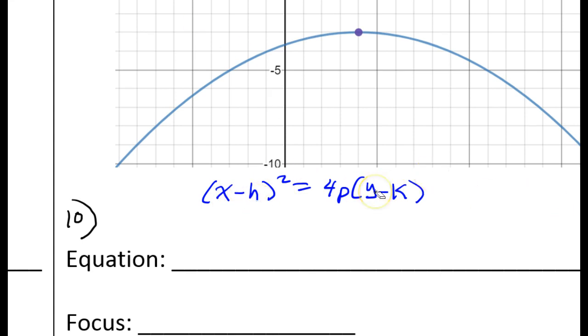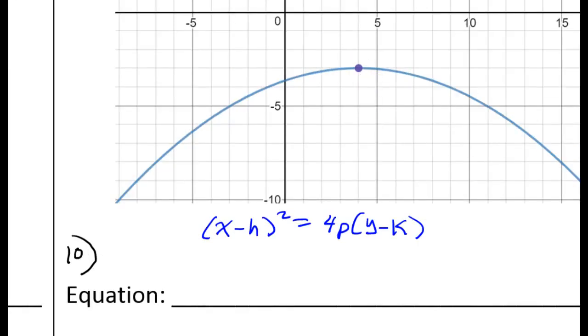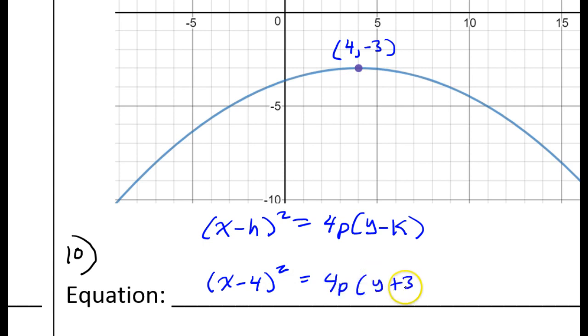Now the h and the k are the coordinates of the vertex. So the coordinates of the vertex are 4, comma, negative 3. So the equation will become x minus 4, all right, there's my 4, squared, is equal to 4p times y plus 3. Notice how I did the opposite of this and the opposite of that. So all we really need is the p-value.